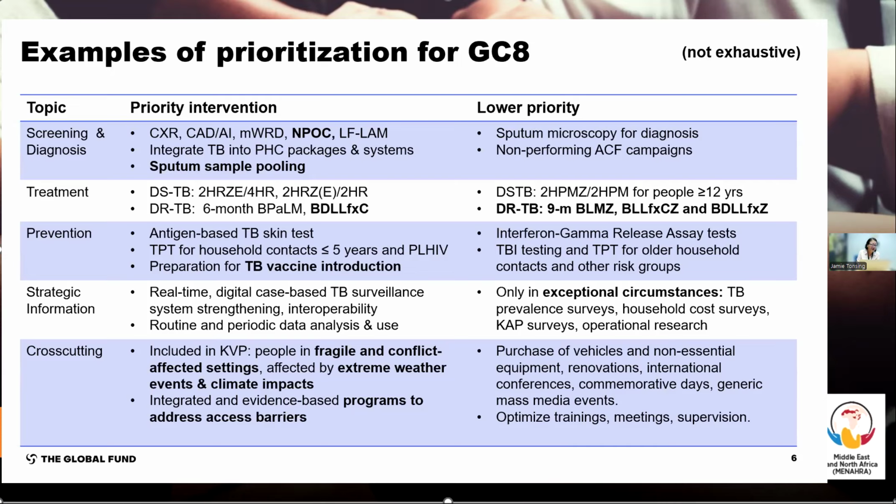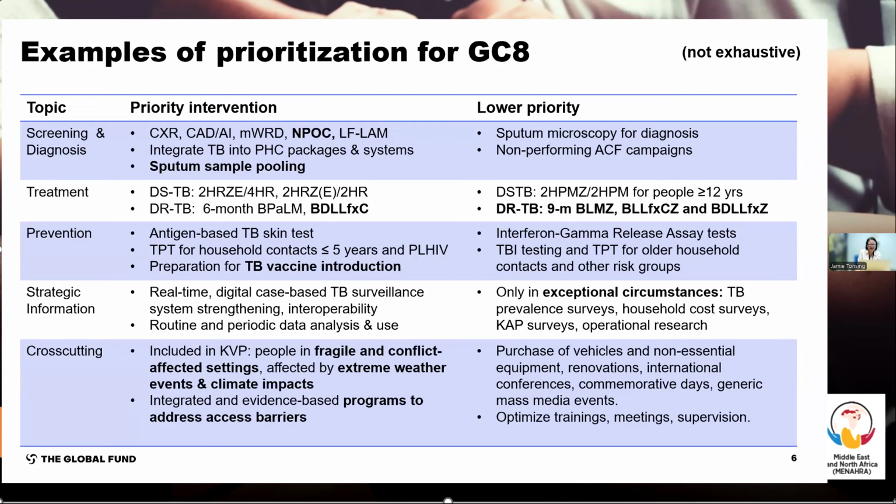And on DR-TB, we're saying let's use the 6-month regimen. There are 2 of them now, and only if the people are not eligible for that, then we go to the longer regimen. On prevention, we are prioritizing, for example, between tests. We're saying let's prioritize antigen-based skin tests over interferon gamma release assays because antigen-based skin tests are easier to use, they don't need a lab structure, and they also cost much less.